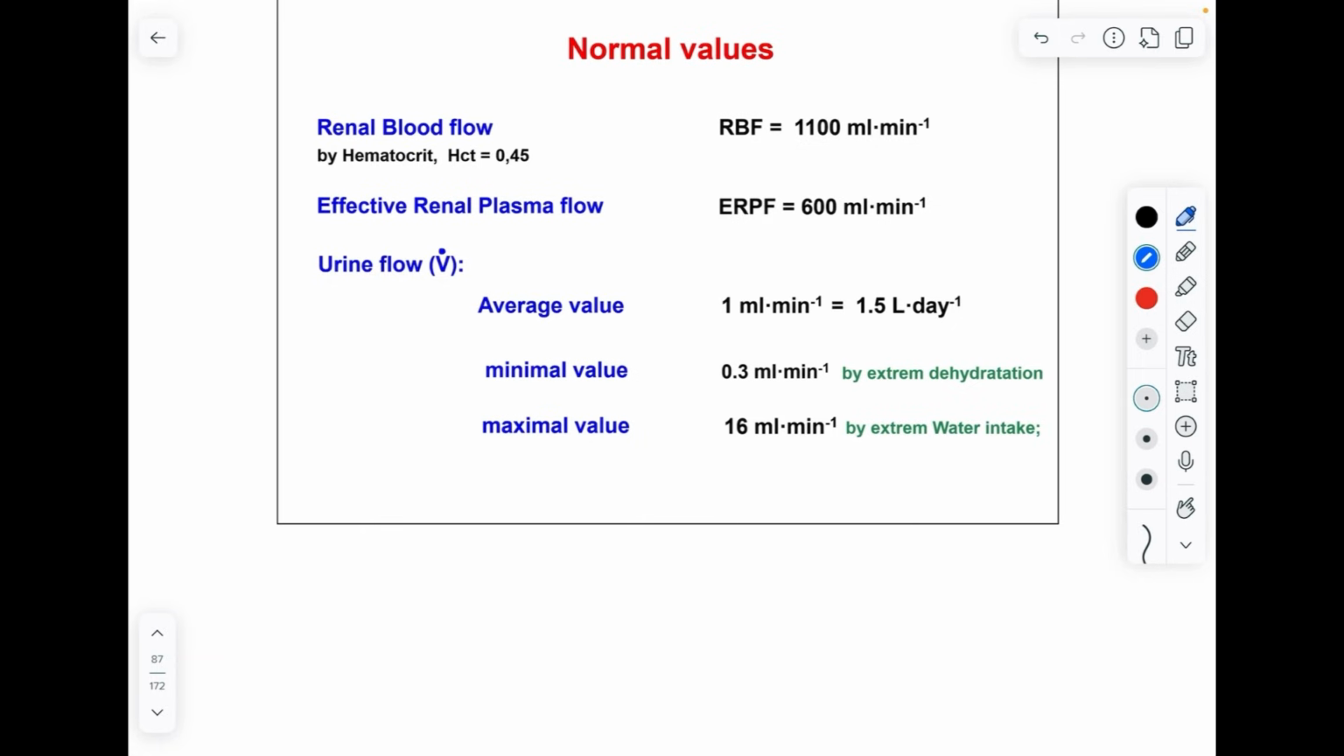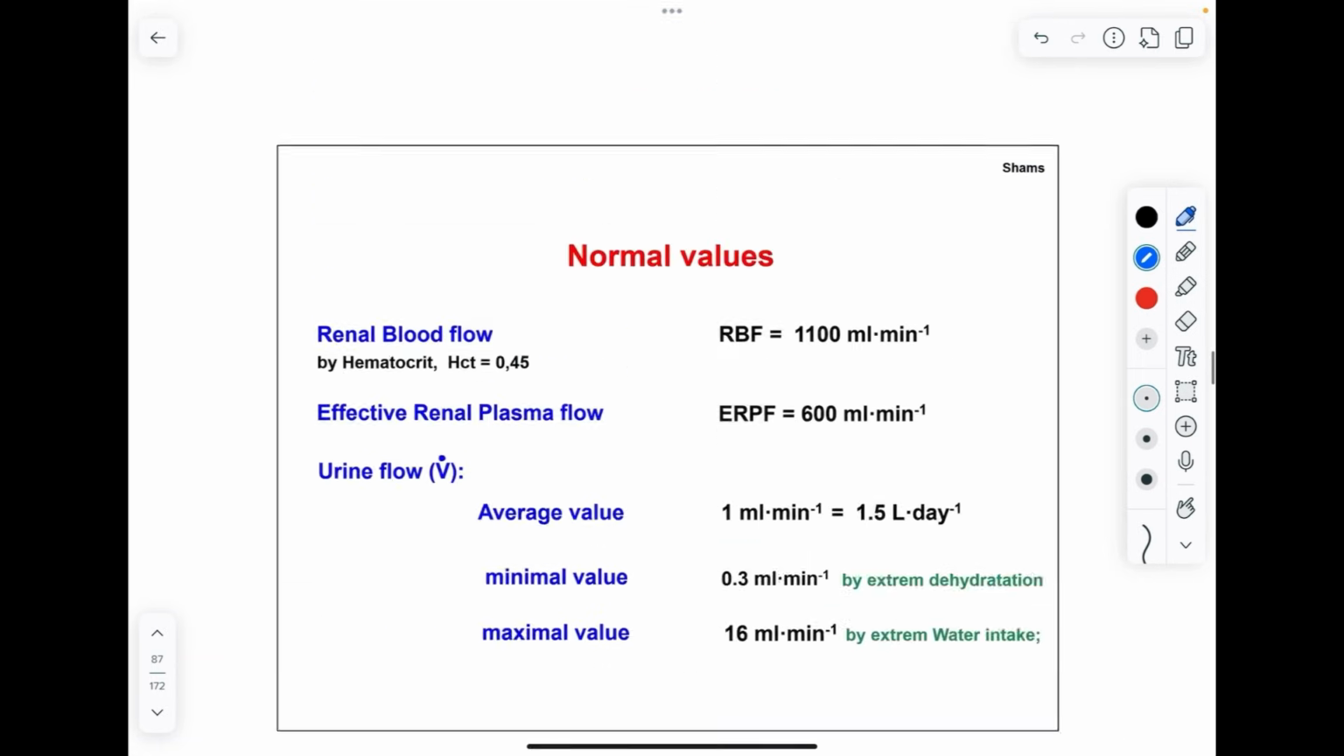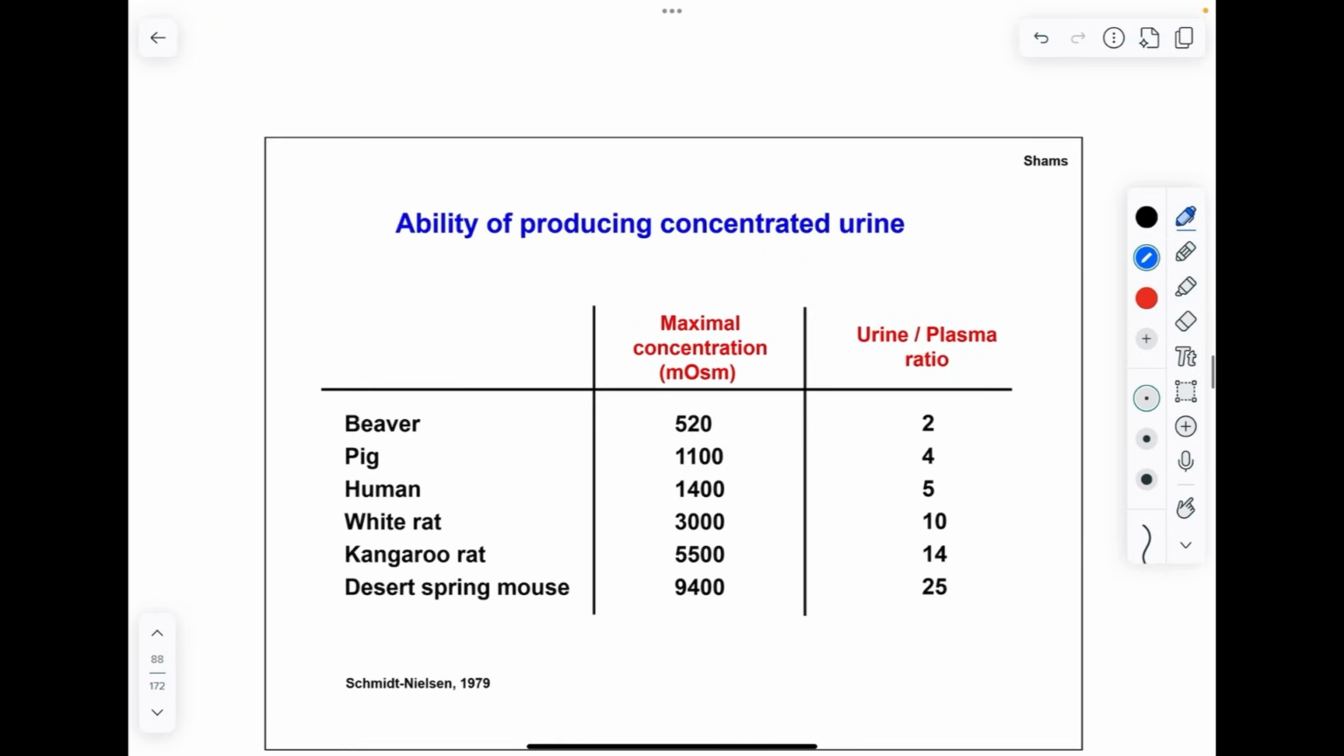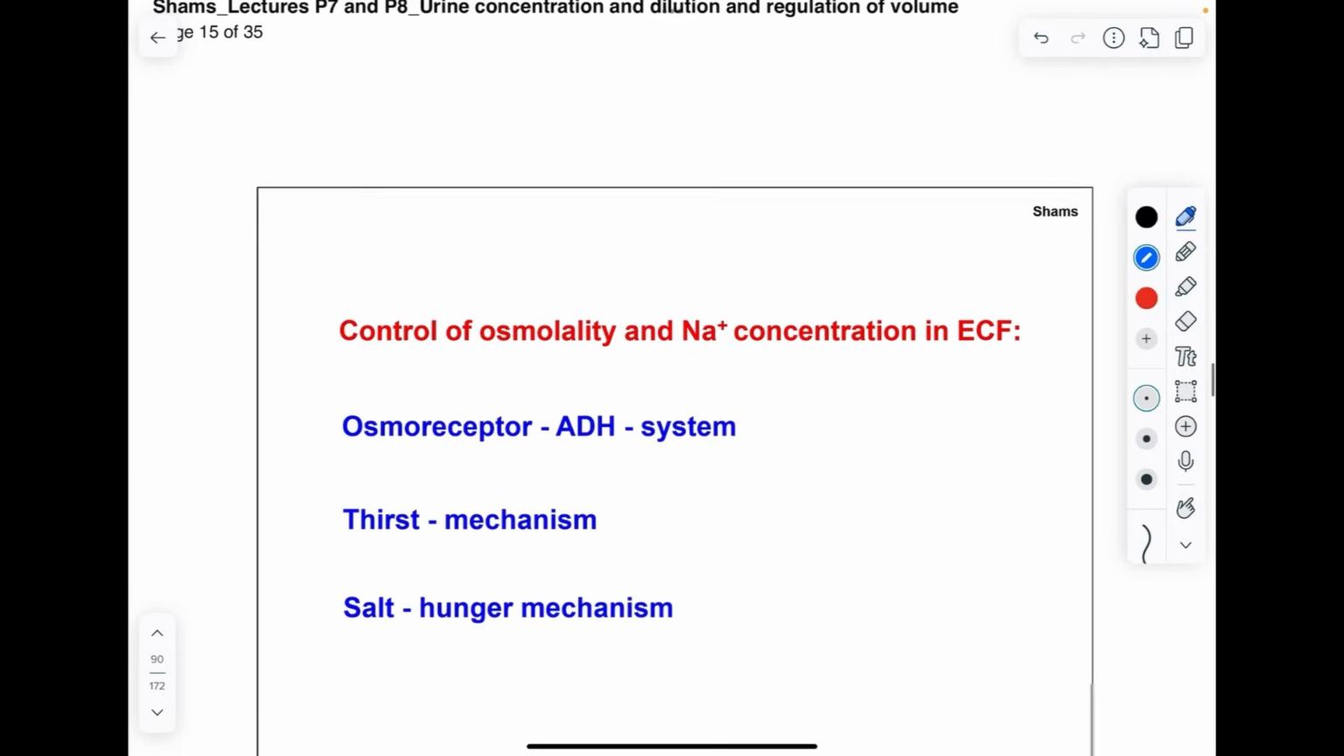Okay. Now, these are some normal values that you should keep in mind. Nothing to be asked. This also.